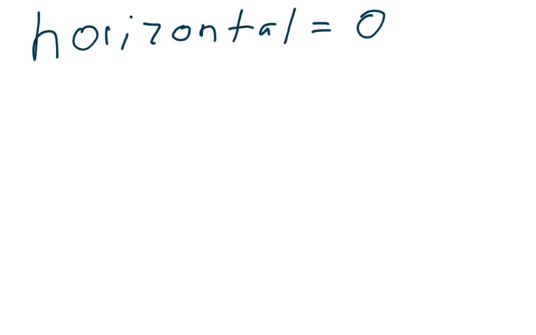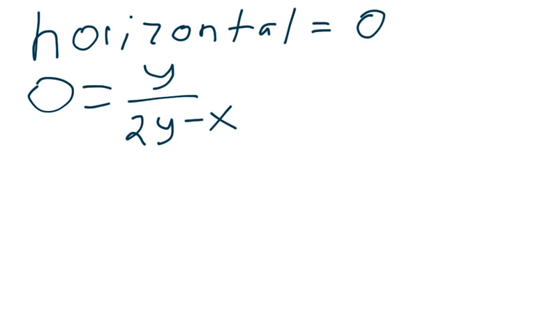For part C, it asks us to show that there are no points on the curve where the line tangent to the curve is horizontal. Horizontal means that the slope equals 0. So we're going to plug 0 into y over 2y minus x, and we're trying to figure out what y equals. We multiply 2y minus x on both sides. That'll get us y equals 0.